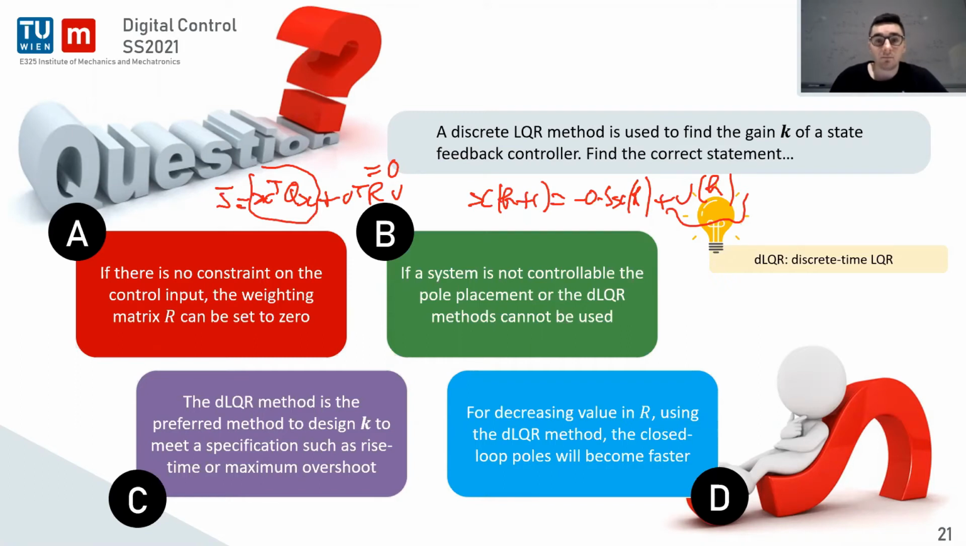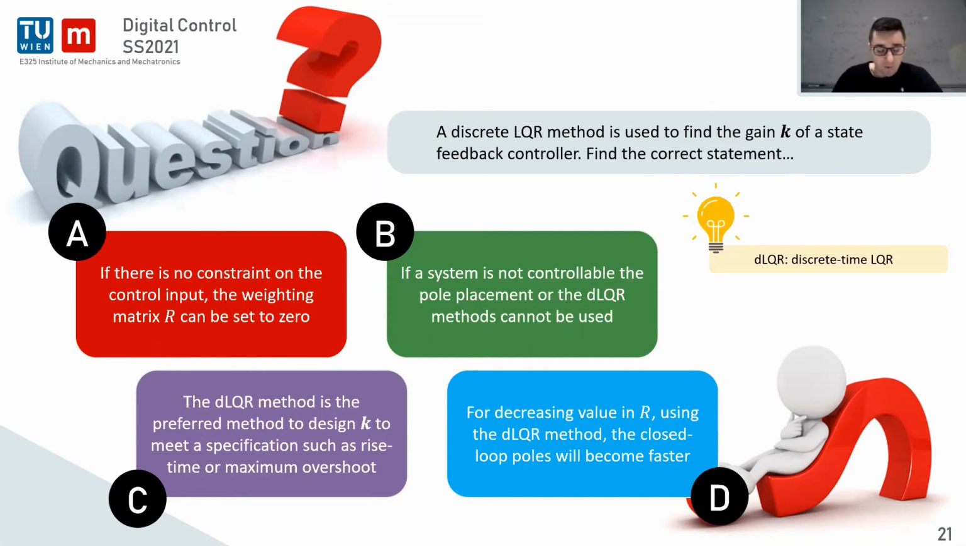So it's not even worth using LQR anymore. You're just directly going to reach the reference. So never set R to 0. R can be set to really small values if you don't care, but never set it to 0.